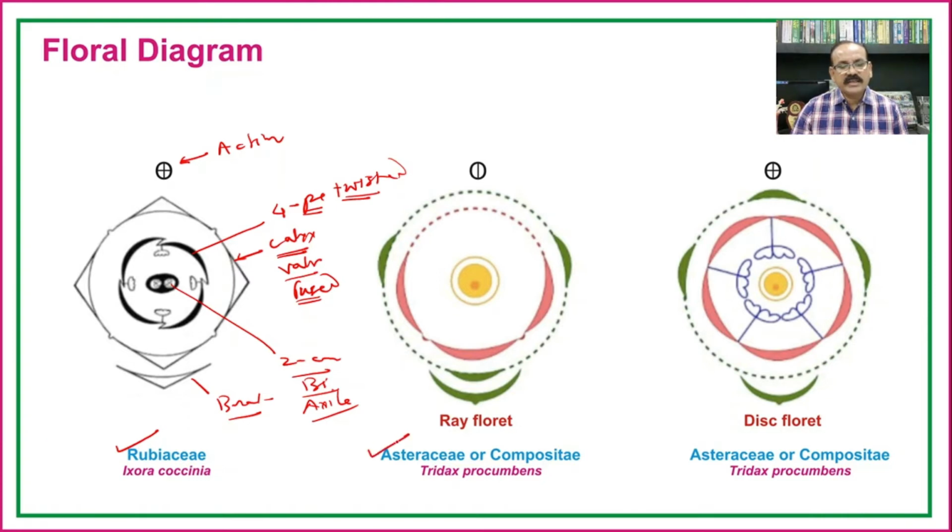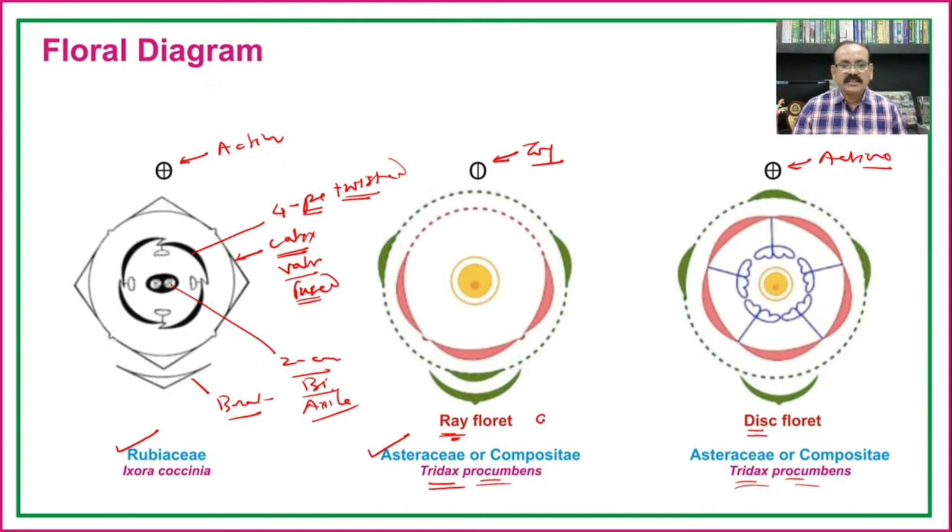Again in the family Asteraceae, here we have taken the example of Tridax procumbens, which is a common plant found everywhere, in which there are two different types of florets, the ray florets and the disc florets on a compound receptacle, the capitulum type of inflorescence. Here the ray florets are zygomorphic and the disc florets are actinomorphic. This is the first difference. Second, in the ray floret the androecium is absent, and in the disc floret there is a presence of both androecium and gynoecium.